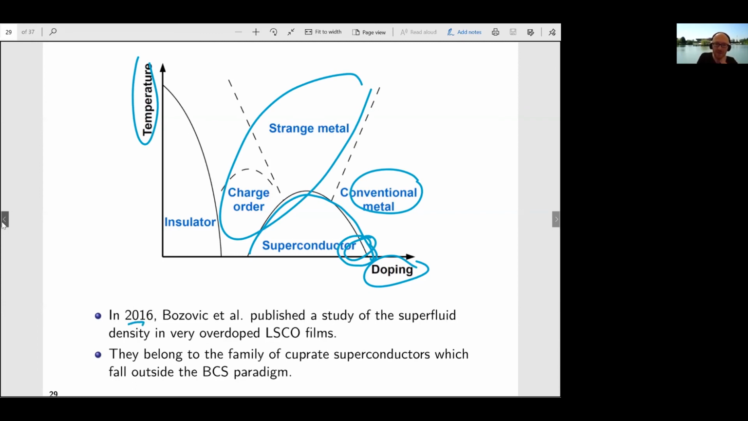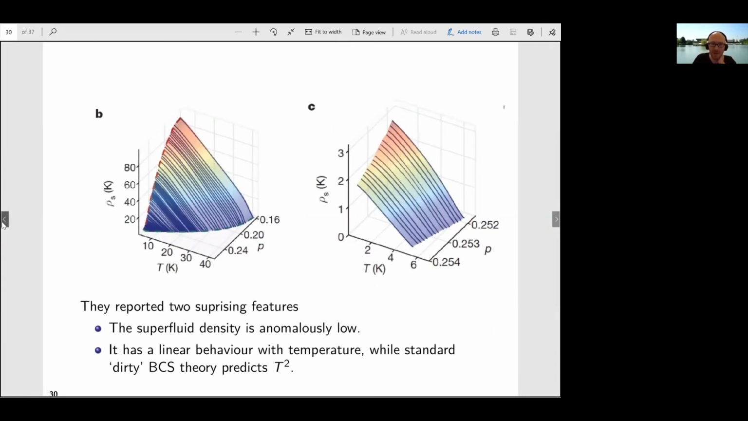But in 2016, Bozovic and his group published a study of the superfluid density in this region of high TC superconductors. And they reported two surprising features. One was that the magnitude of the superfluid density itself was extremely low compared to expectations, compared to the value of the density in the normal phase. And they also found this linear behavior, whilst BCS theory would predict something like t².